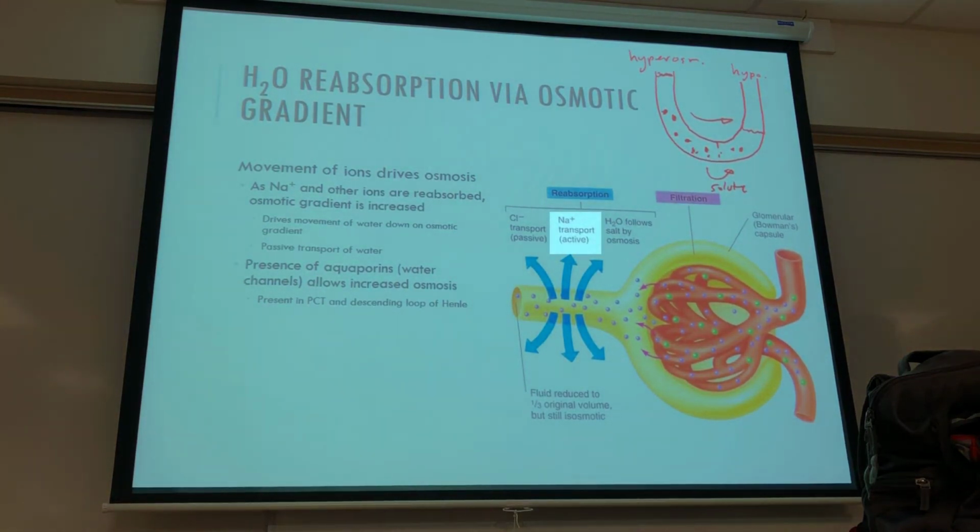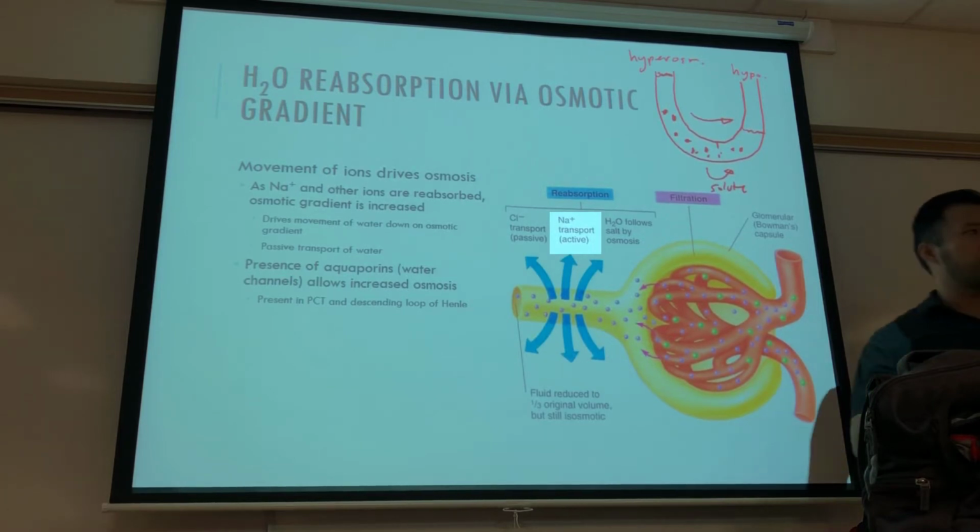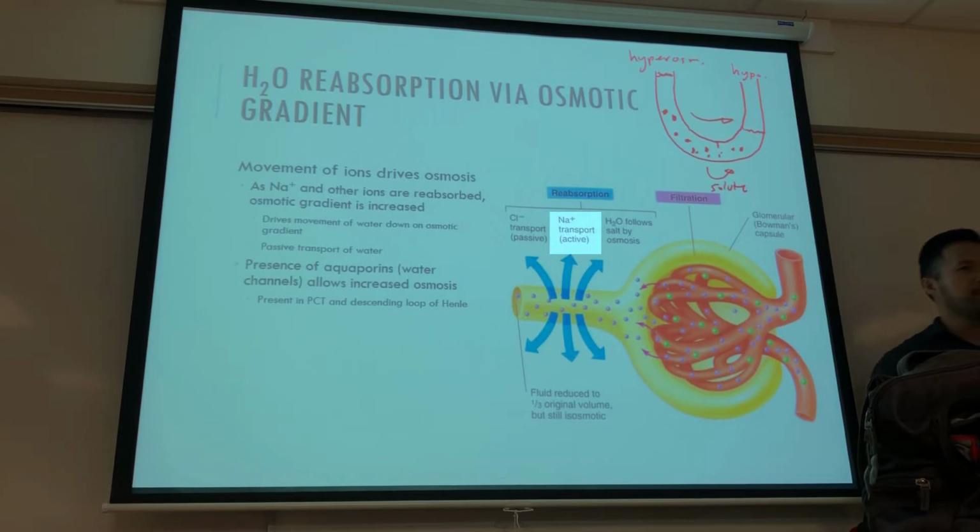Again, active. What did active movement require? Active transport required one specific molecule that I quizzed you guys on. What was that? ATP. ATP. We have to use ATP to shuttle it across against its concentration gradient.